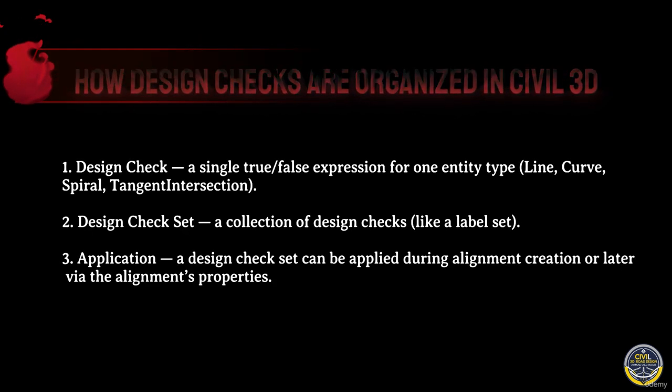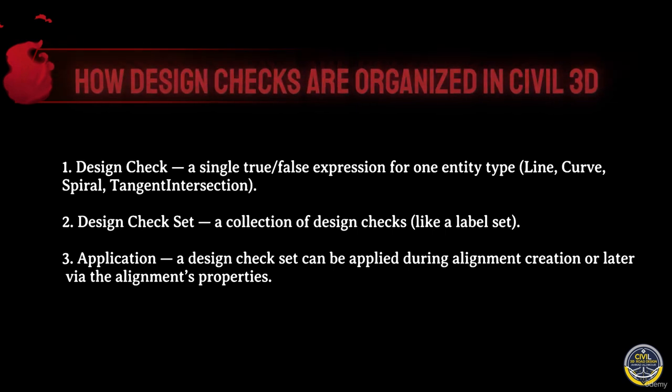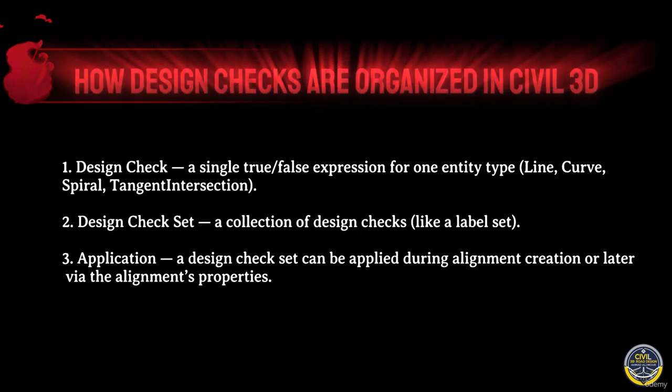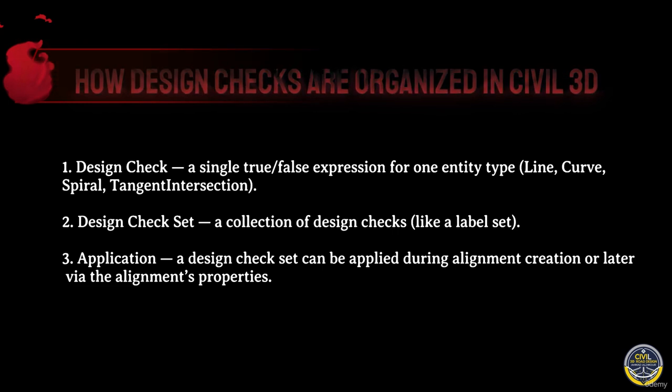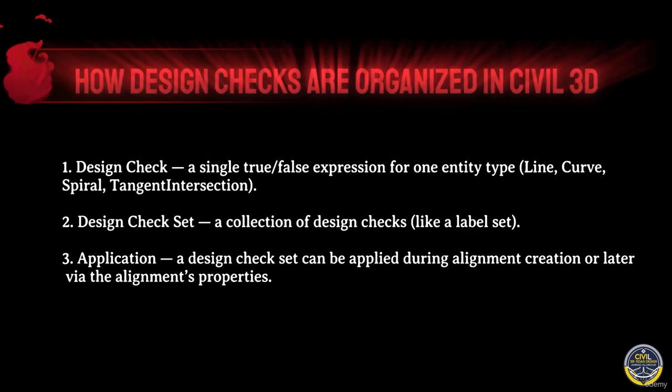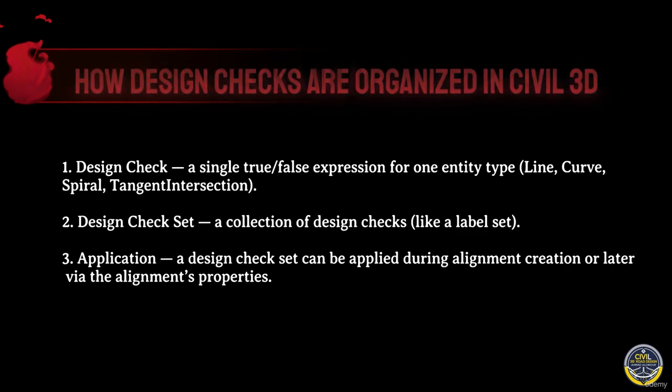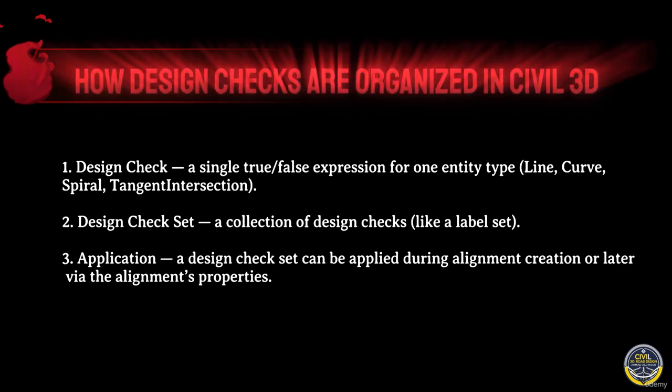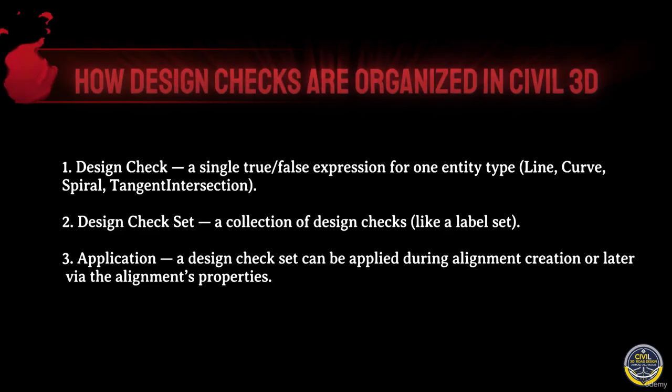How are design checks organized in Civil 3D? A design check is a single true or false expression for one entity type. A design check set is a collection of design checks, like a label set. You assign a set to an alignment. Civil 3D evaluates all checks in the set for the alignment. Application: a design check set can be applied during alignment creation or later via the alignment's properties.